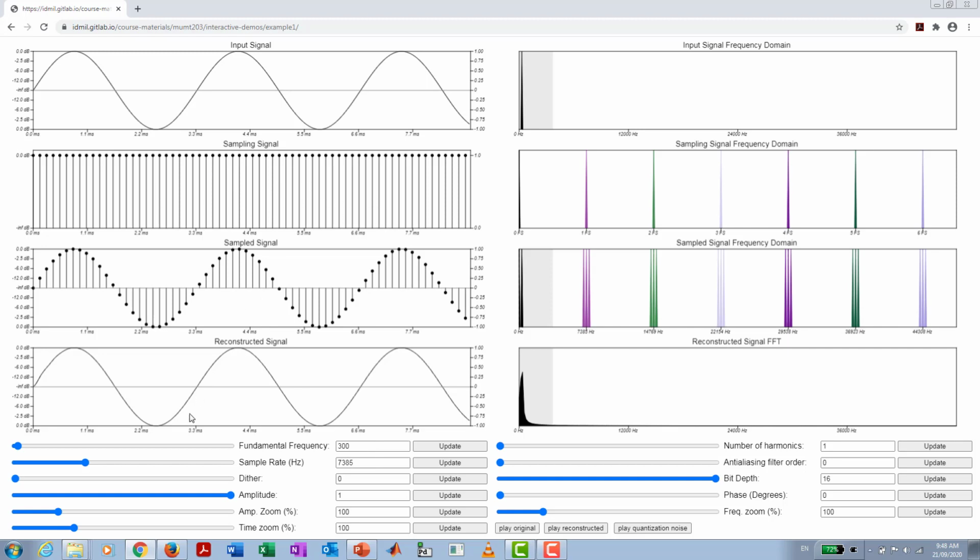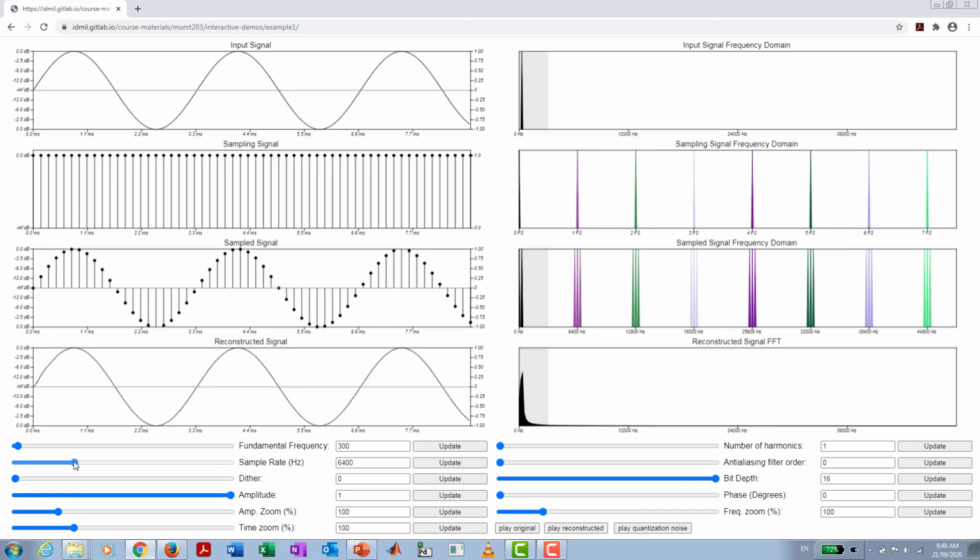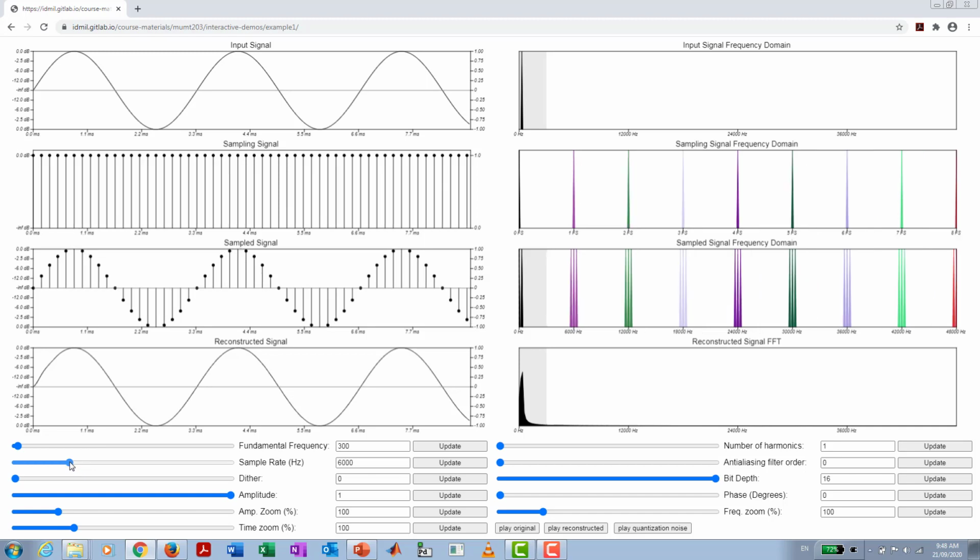Basically, the lower the sampling frequency here, going to the left with the slider, the sampling period increases, right? And the spacing of this train of pulses increases. It means I'm taking fewer samples per period. And actually this is exactly the third panel here on the left.